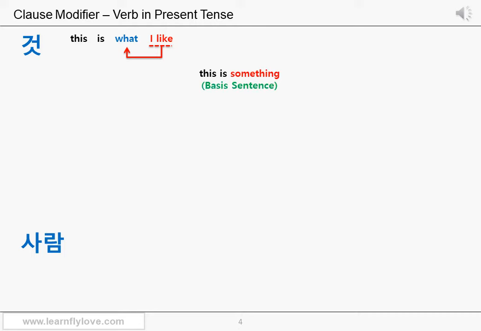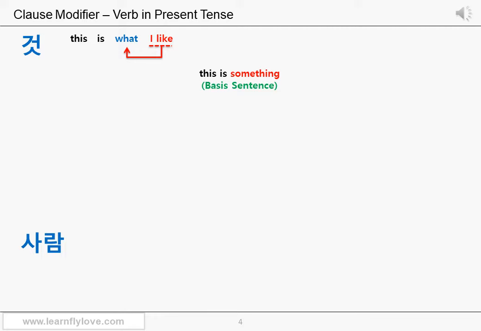This is something, which is in the sentence pattern number 3. You'd intuitively know that we're gonna use 예요 or 이에요. Anyway, we are talking about something. This is something. Something that I like. That I like part is a modifier which modifies something, right? So the same thing applies to this sentence. This is what I like.